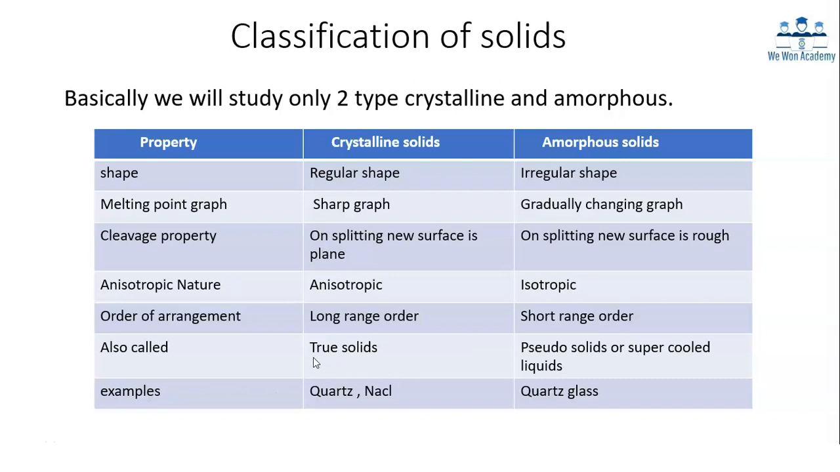True solid is also a name for crystalline solid, and for amorphous we say pseudo solid or super cooled liquid. Now the last point, examples. For crystalline solids: quartz and NaCl, and a lot more you can find in your NCERT book or on the web. And for amorphous solid: quartz glass.